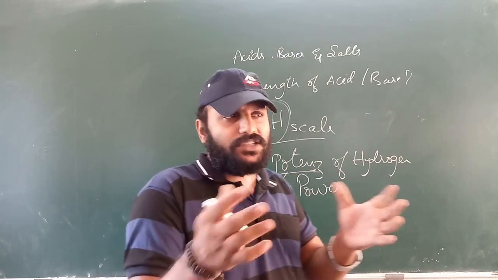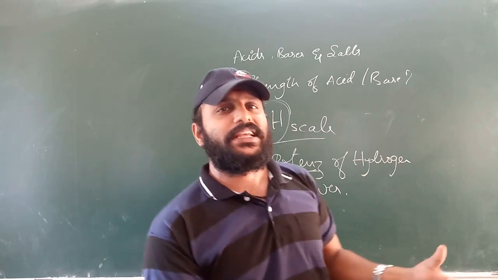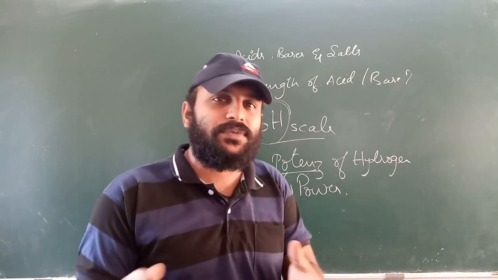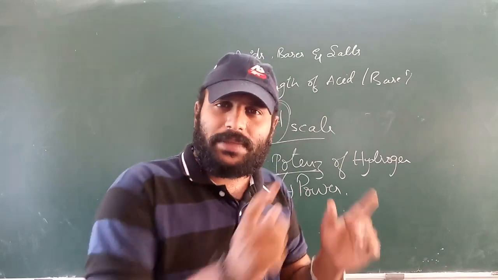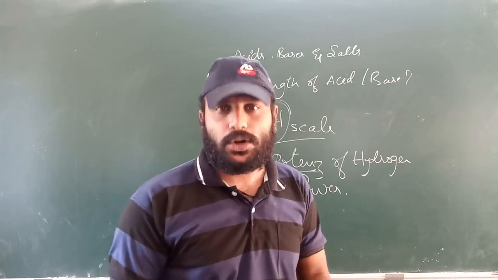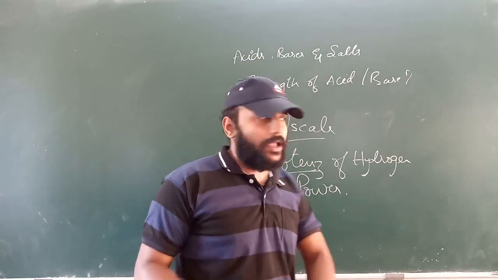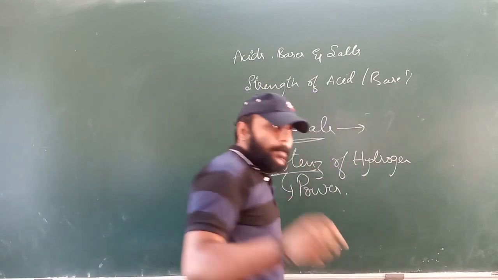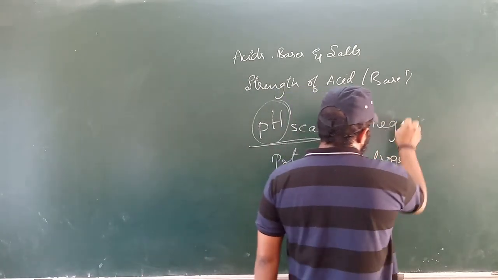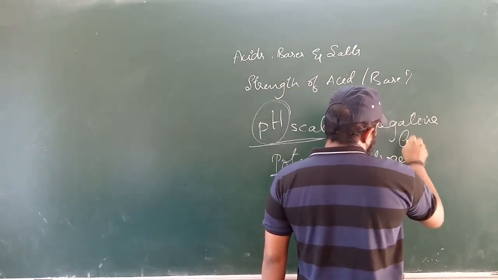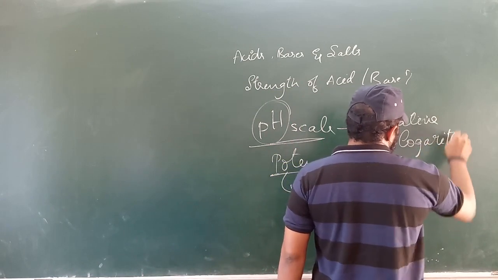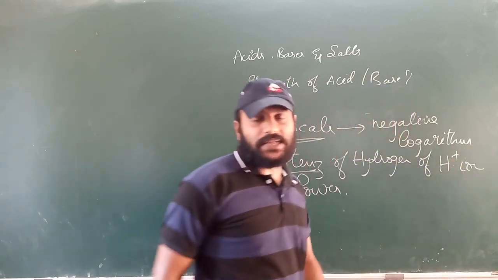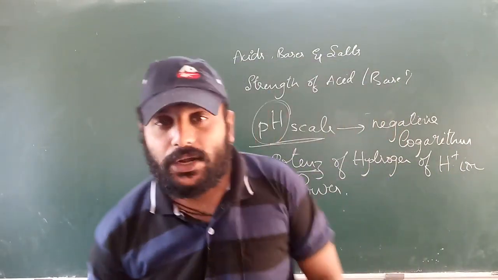If the concentration of H3O plus ions is more, we will say it is more acidic in nature. If it is less, then maybe OH minus ions are more, and we may say it is basic in nature or less acidic in nature. So the pH scale is nothing but the negative logarithm of hydronium ions.